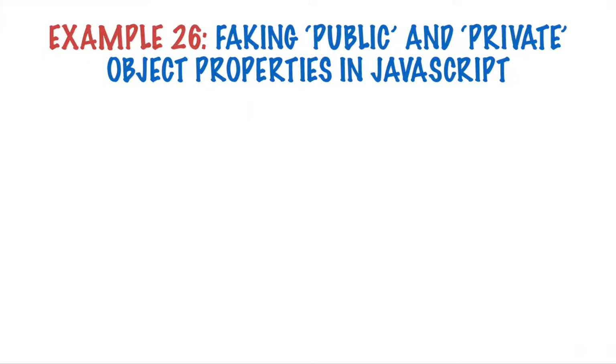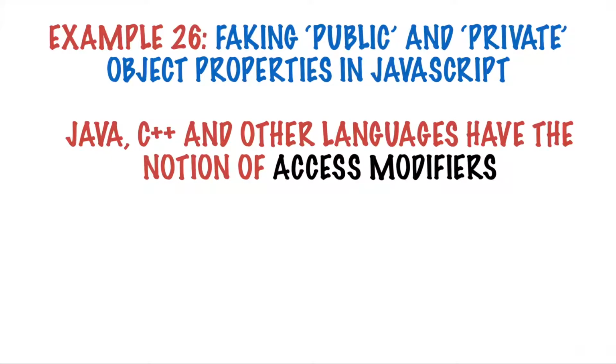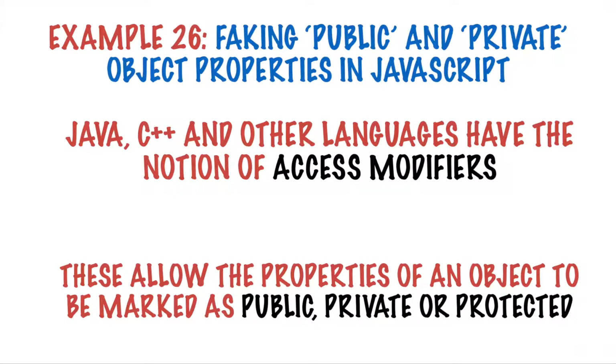If you're used to coding in Java or C++, you know that every object has access modifiers for its member variables and member functions. Java, C++, and many other object-oriented programming languages have the notion of access modifiers. These access modifiers allow properties of an object to be marked as public, private, or protected. If you've not worked in other languages, this may not make much sense to you, but we'll explain it, do not worry.